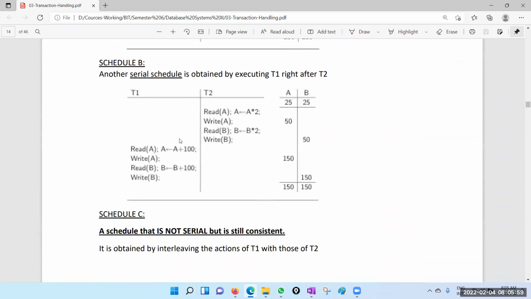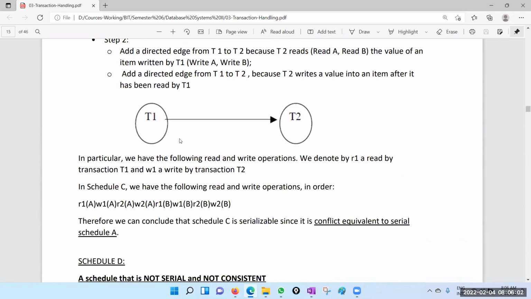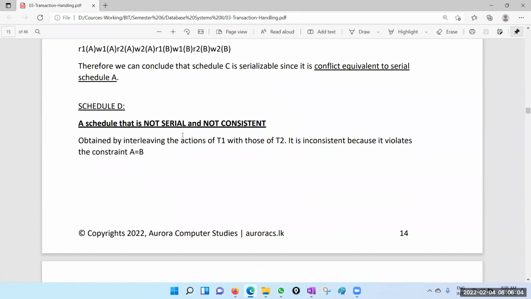So lastly, we discussed what is meant by a view serializable schedule. If a schedule is view equivalent to another serializable schedule, usually a conflict serializable schedule, though the original one is not conflict serializable, then this schedule is also considered serializable because it's view equivalent to a serializable schedule. And we discussed how to check whether a given schedule is view equivalent to another schedule.